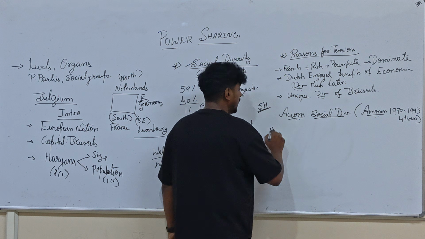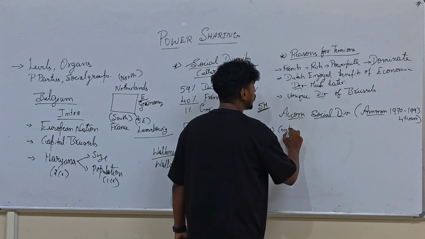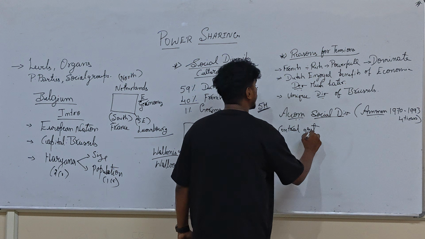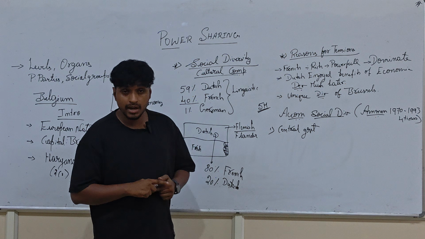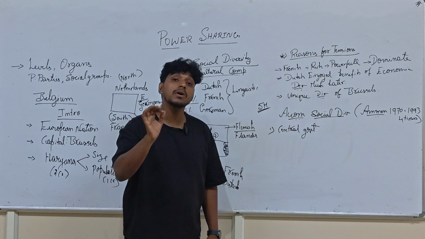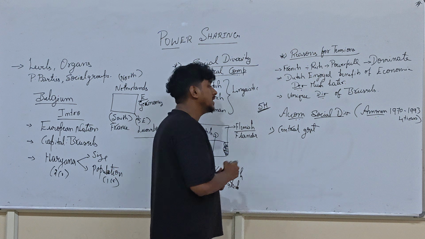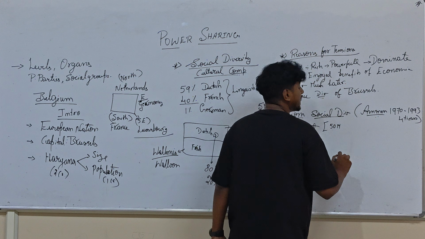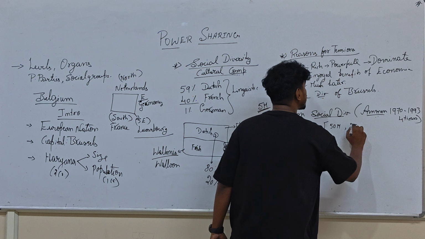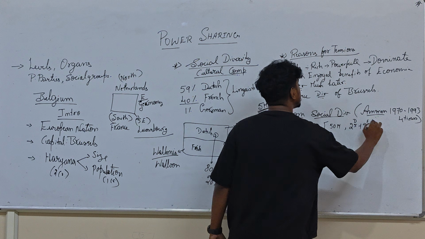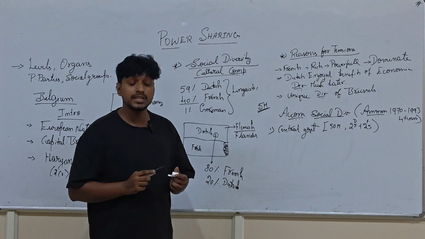Okay, what changes were brought? First one, in central government, I'm going to give you keywords. The first keyword is central government. What happened? In central government, both French and Dutch will have equal numbers of ministers. For example, if there are 50 ministers in Belgium central government, 25 will be from Dutch and 25 will be from French. That's how the policy was made.